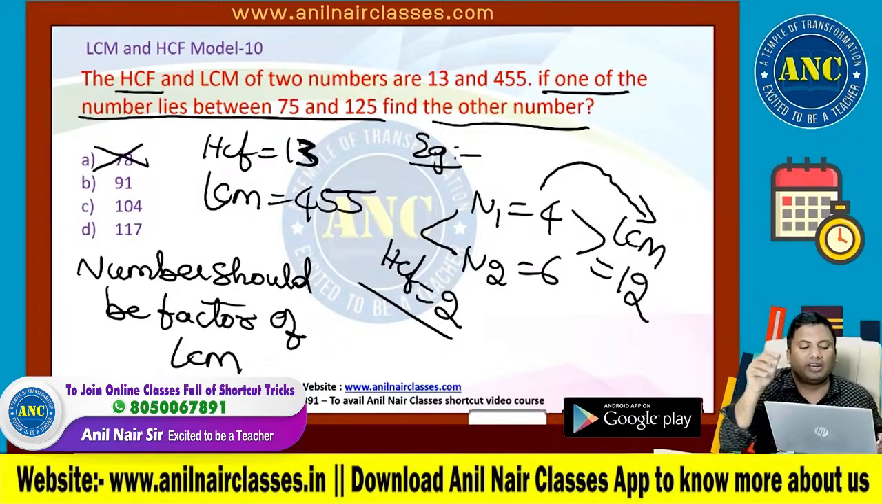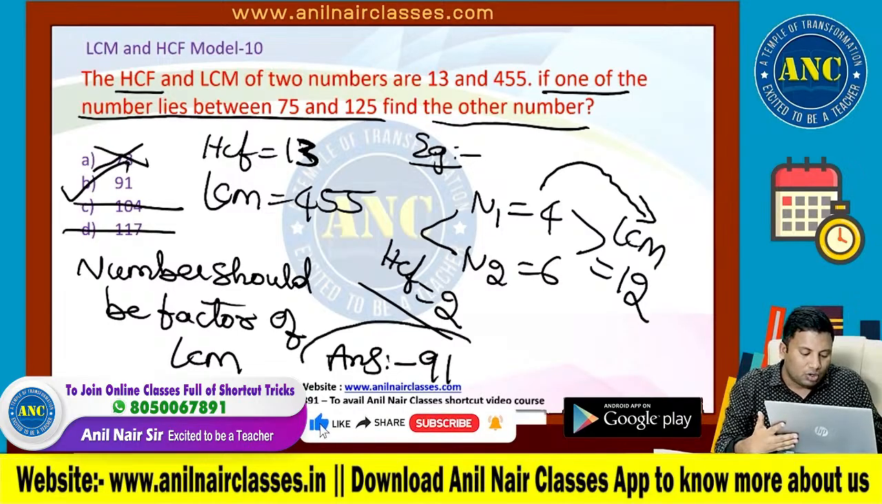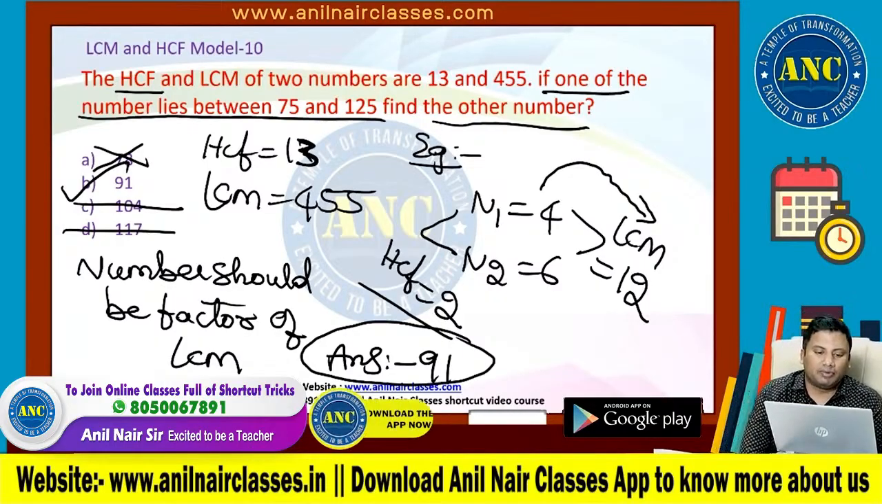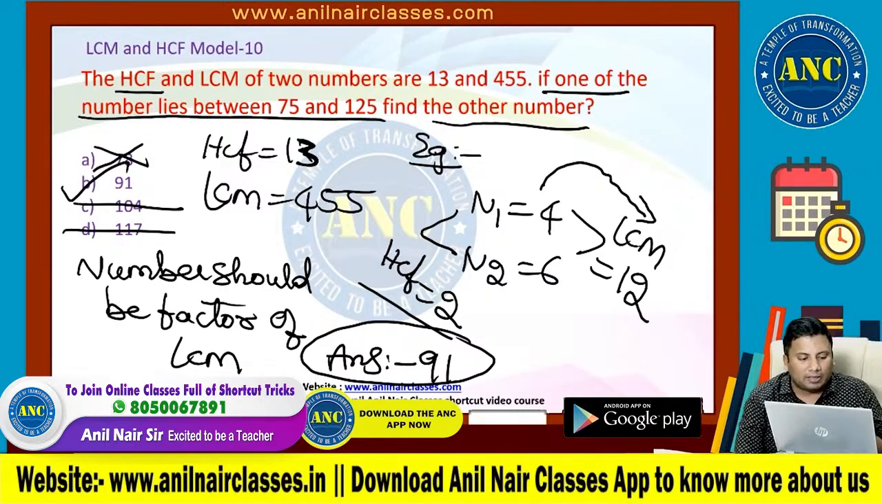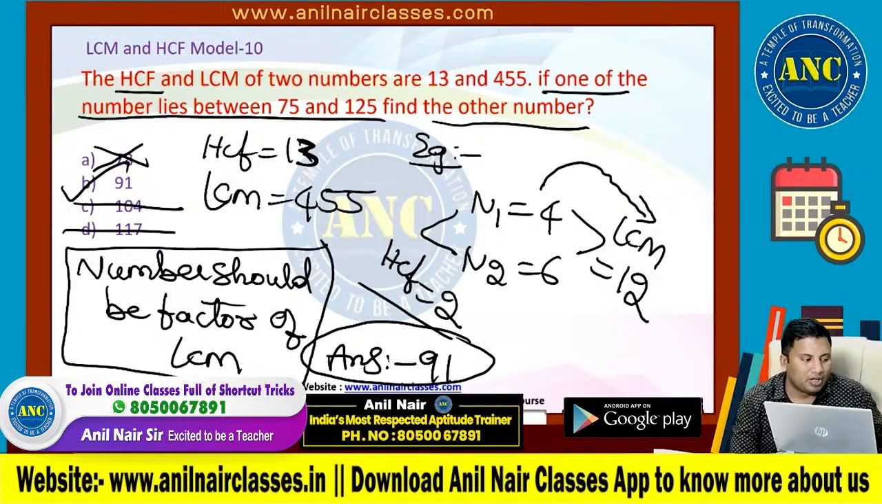78 is not a factor of 455. 91 is a factor of 455. Not possible, not possible. No need to find the numbers. Logic se maro sir. HCF is 13, LCM is 455. The concept is the number should be a factor of LCM.